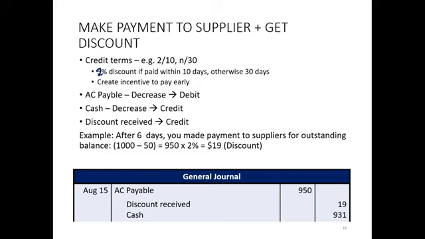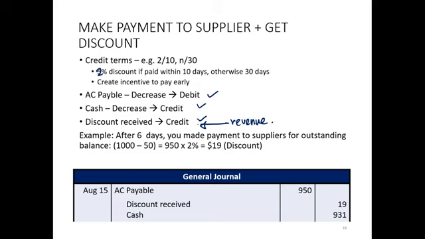When you make payment, your accounts payable will decrease, so debit. Your cash will also decrease, and when you receive a discount, that will be your revenue, so it's going to be credit. This is your revenue. I call it revenue, income.